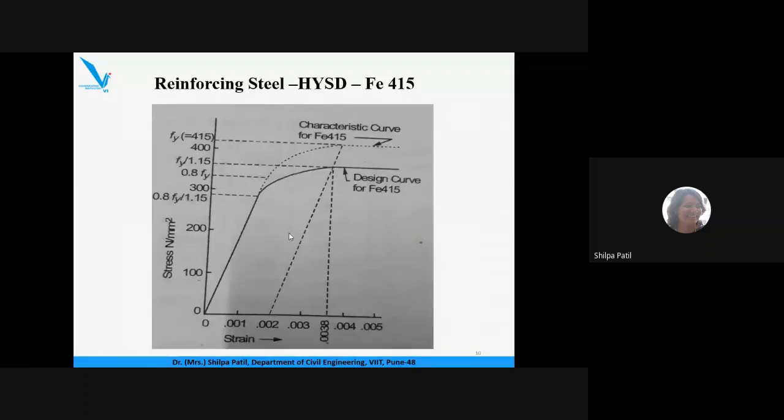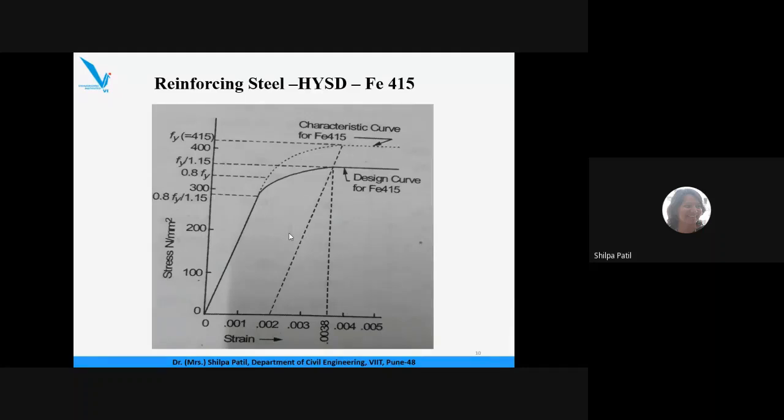I think no, you're not aware. So, in case of HYSD bar, as we cannot define the yield point clearly, based on experiments, it has been found that when we apply a tensile load on the steel and then remove it, the steel shows regain of its shape and size.